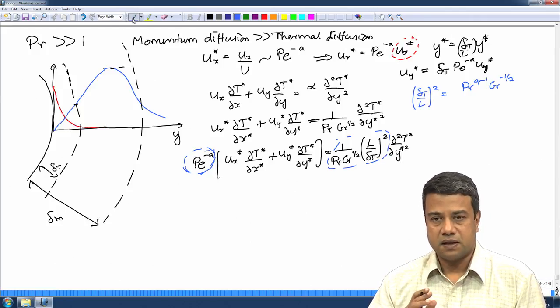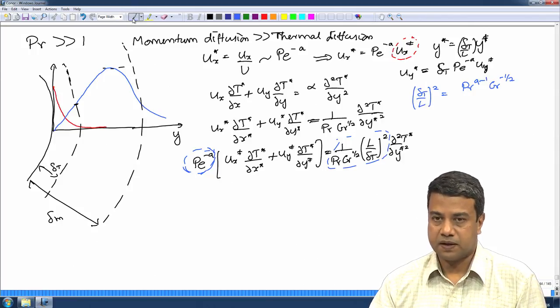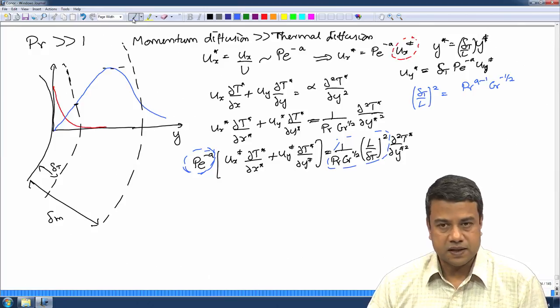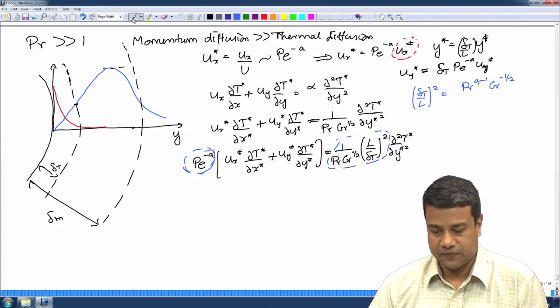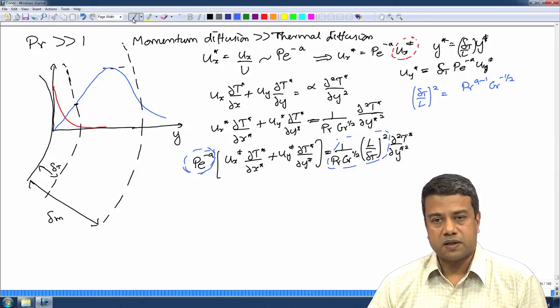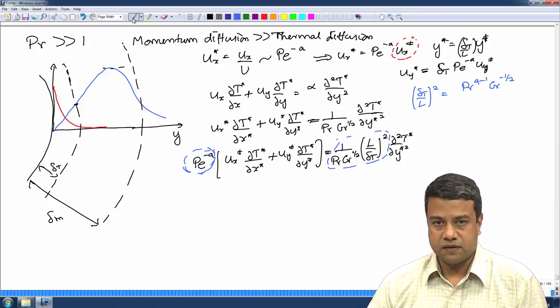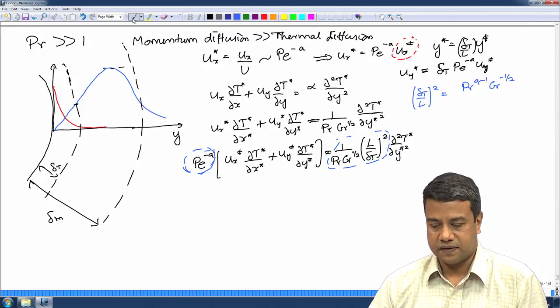In this case, in the momentum boundary layer, over a thickness delta m, inertial and viscous effects are of equal magnitude. When the thickness becomes much smaller than delta m, you would expect viscous effects to be much larger than inertial effects. So, in the streamwise momentum equation, the inertial effects should be negligible, and there should be a balance between the pressure gradient and the viscous effects.